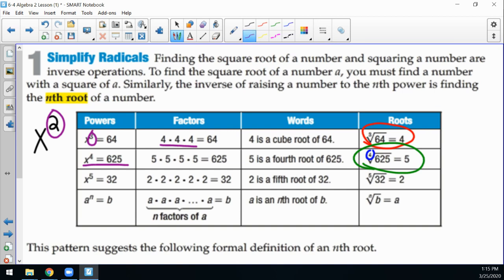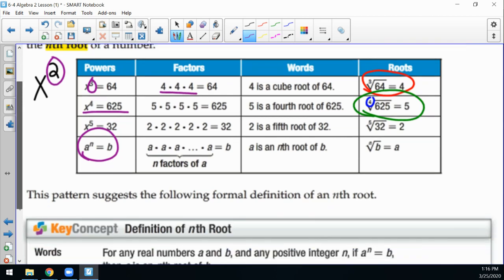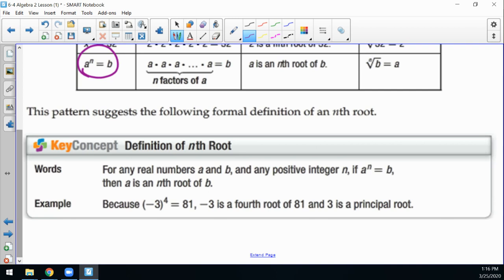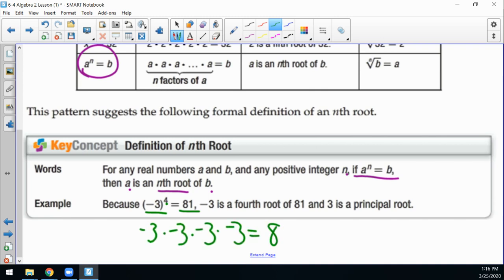And so what we can talk about is nth roots of problems, problems that we can do to the nth power. We can figure out how many factors of it are going to be to some power. So the definition of an nth root is this: for any number a and b and any positive integer n, if a to the n equals b, then a is the nth root of b. So for example, negative 3 to the fourth power is 81, because negative 3 times negative 3 times negative 3 times negative 3 is going to equal a positive 81.